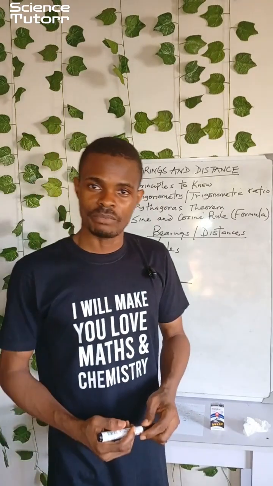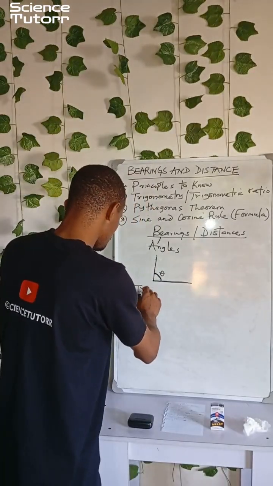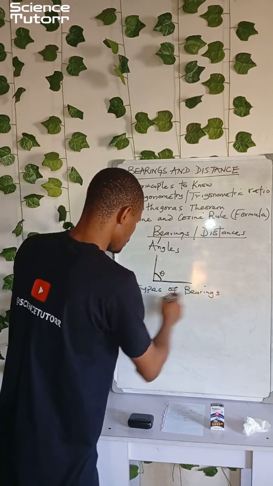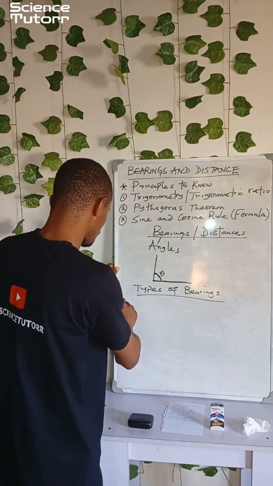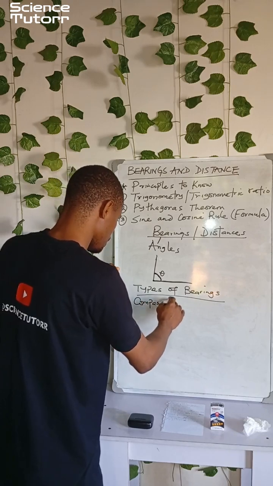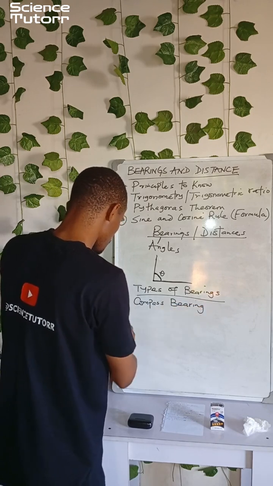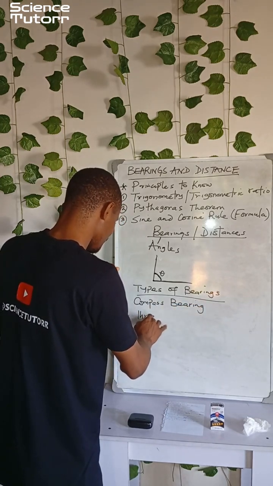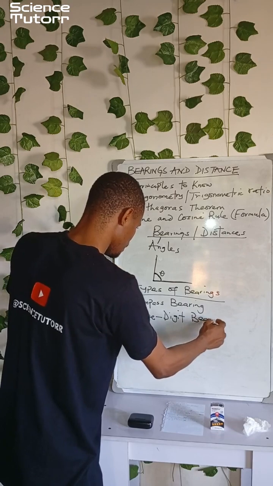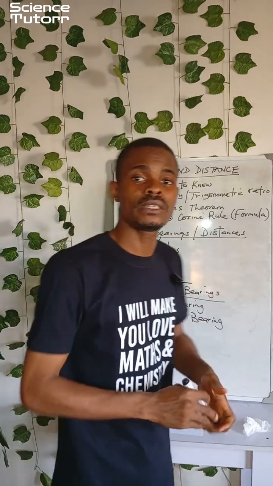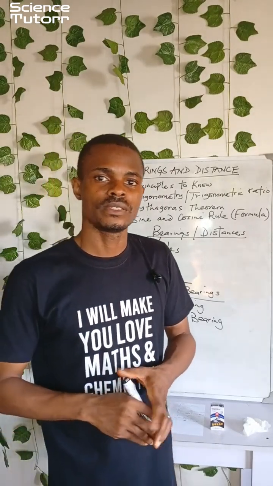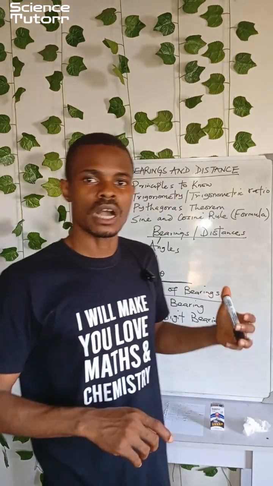Basically, we have two types of bearings. So let's consider the types of bearings. The first one we shall be discussing is what we call the compass bearing. Secondly, we have what we call the three-digit bearing. We shall be taking each of these in this video, and I'm going to be expatiating on it for clarity of students. It is simple, just stay put and watch how it's going to be done.